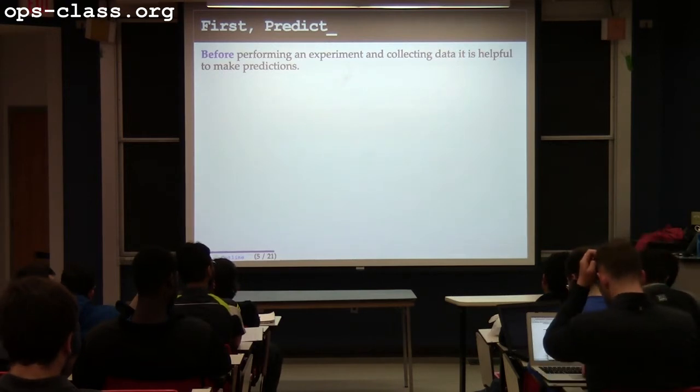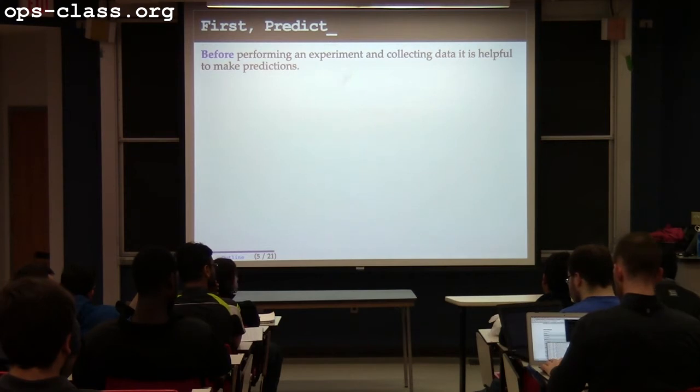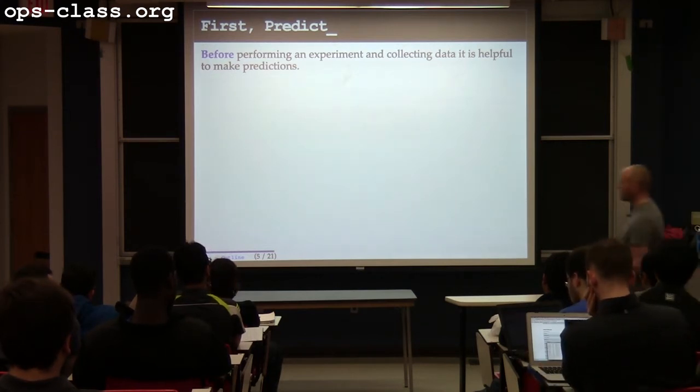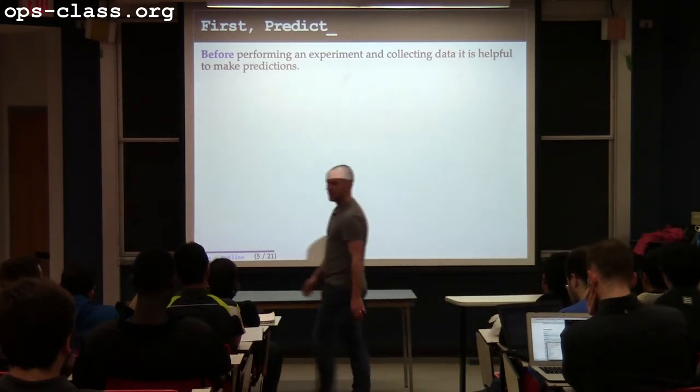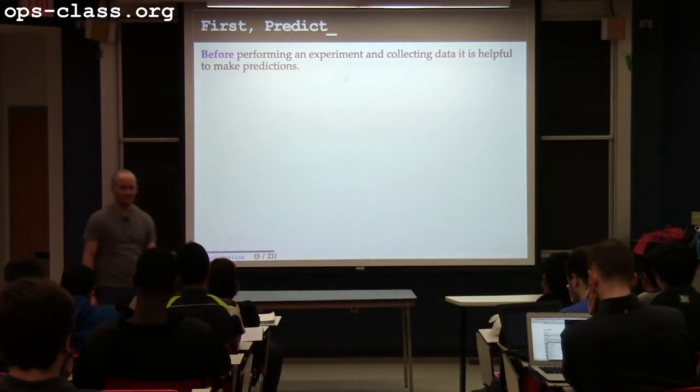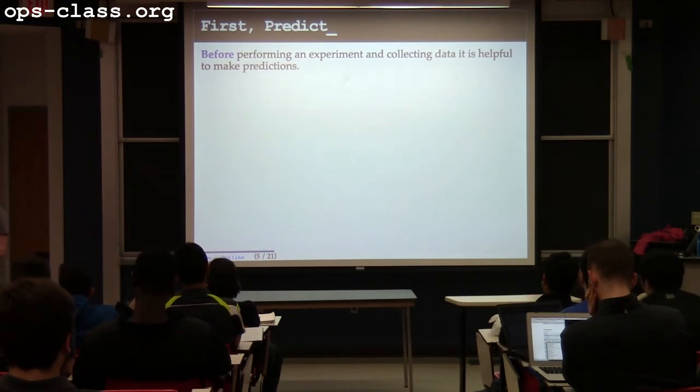So this is something I always tell my PhD students, and I think this is really an important part of this process that people don't always do. The first thing, before you start running experiments, is make predictions about what's going to happen. In the scientific method, people call this a hypothesis.